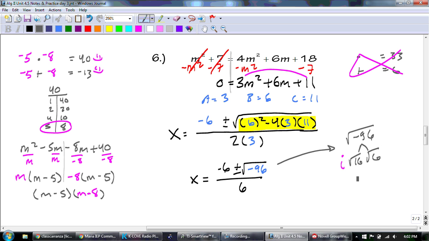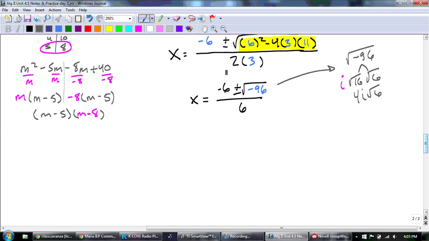The square root of 16 is 4i square root 6. Okay, and then we plug that back in. So x equals negative 6 plus or minus 4i square root 6, all divided by 6. I know, that's a lot of 6's.